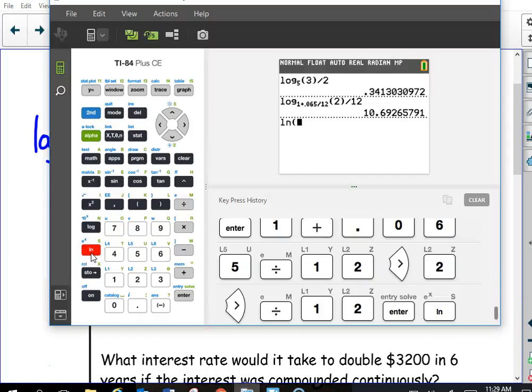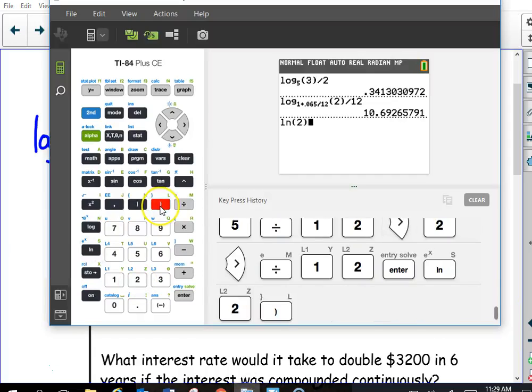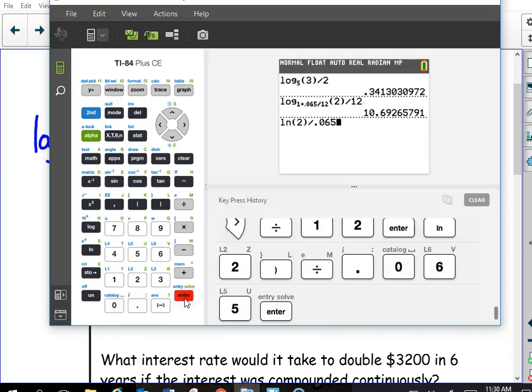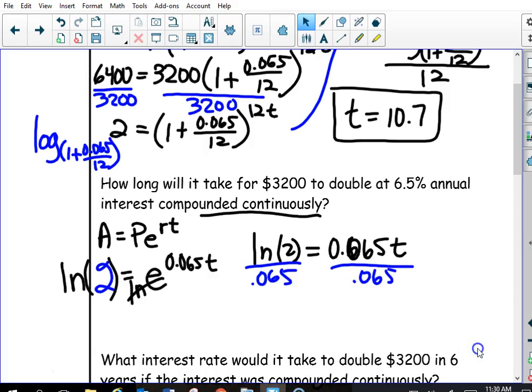ln of 2. I need to close that parentheses for the division. And I get about 10.66, so slightly less time. So we're going to say t equals 10.66, which still rounds to 10.7.